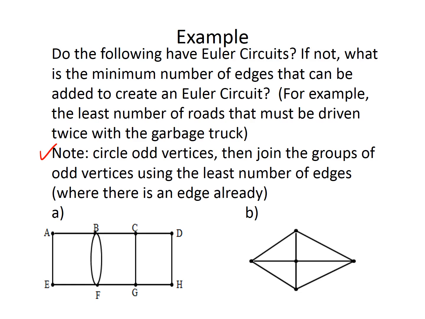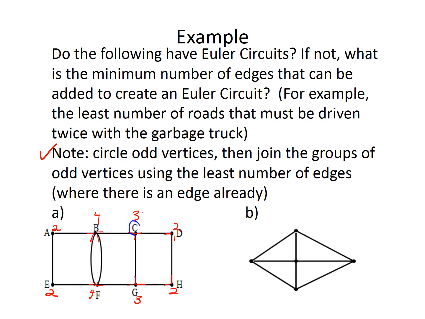Where there is an edge already, right? So let's first look and see if these have Euler circuits. This has degree 2, degree 2, degree 4, all right? 1, 2, 3, 4, degree 4. This has degree 3, 2, 2, and 3. So this would have an Euler circuit except for the two odd vertices.